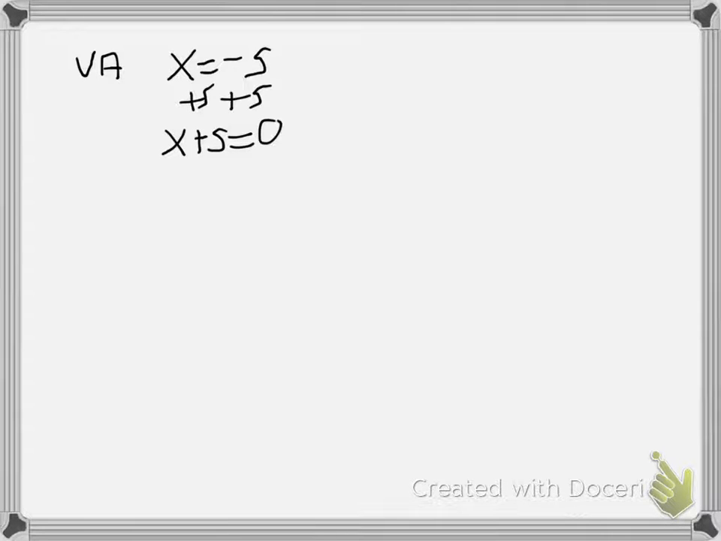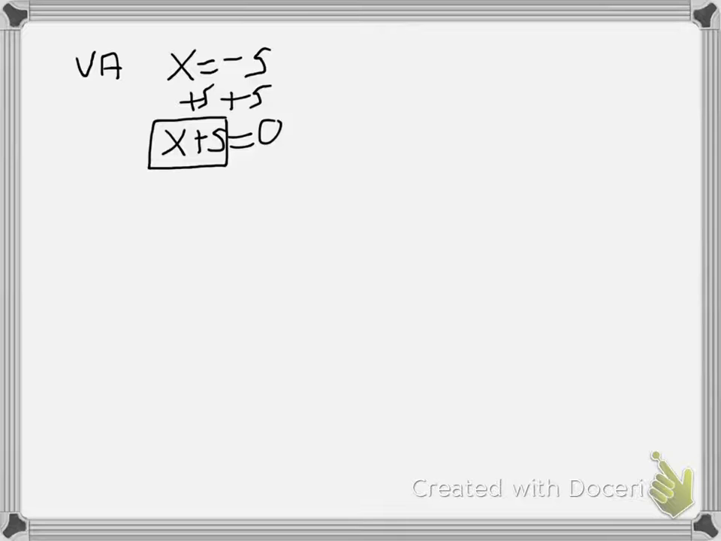Let's start with that vertical asymptote equation first. Okay, so if we have x equals -5, we're going to add 5 to both sides. And we now have x plus 5 equals 0. This has to be my denominator, x plus 5. Always start with the vertical asymptote. It makes life a lot easier.